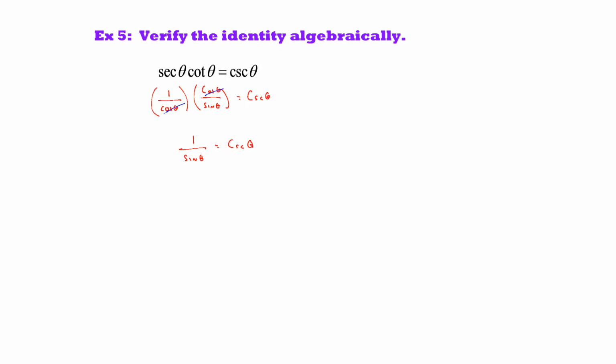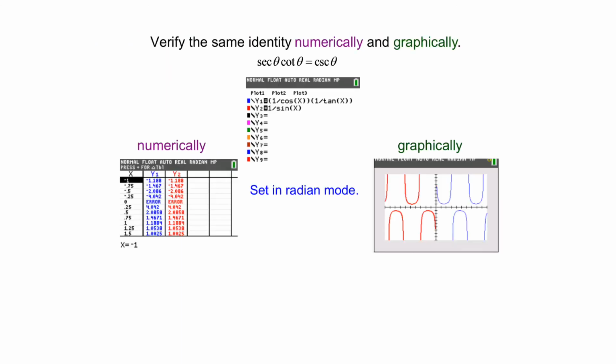And then 1 over sine of theta, we can use the reciprocal property to say that that is equivalent to cosecant of theta. And so therefore cosecant of theta is equal to cosecant of theta. So we just verified, or proved, that secant of theta times cotangent of theta is equal to cosecant of theta.